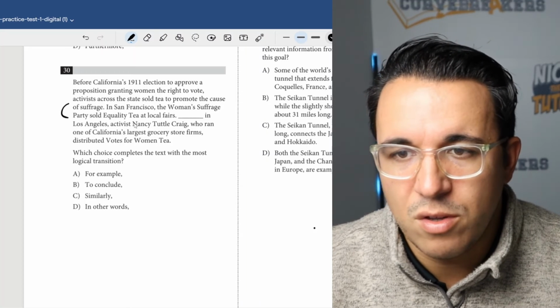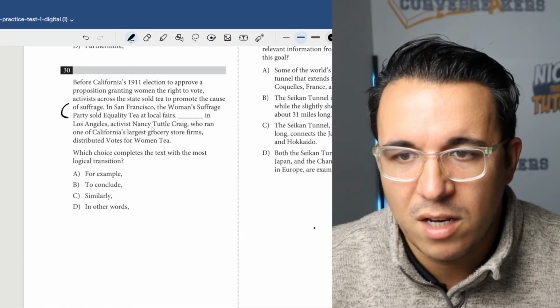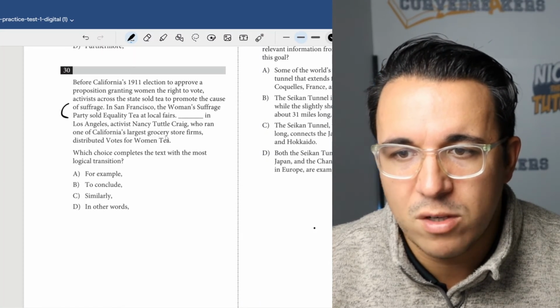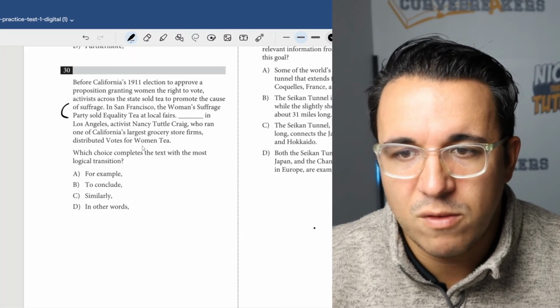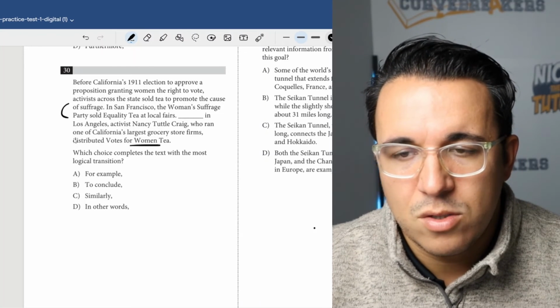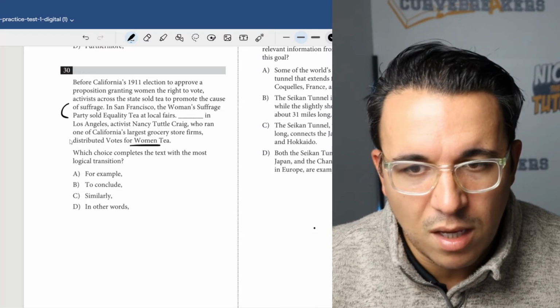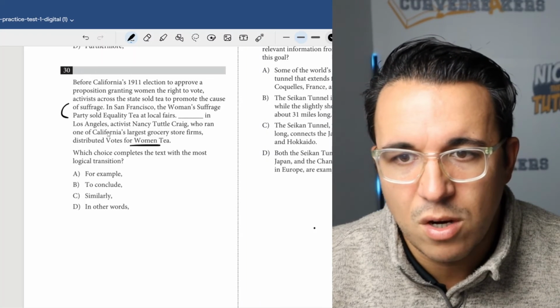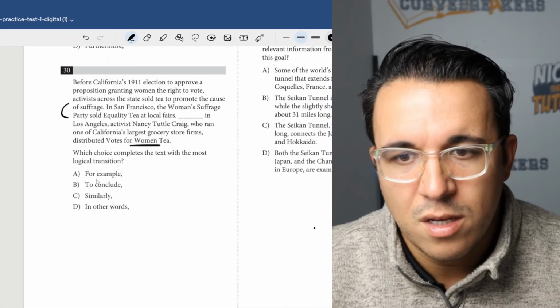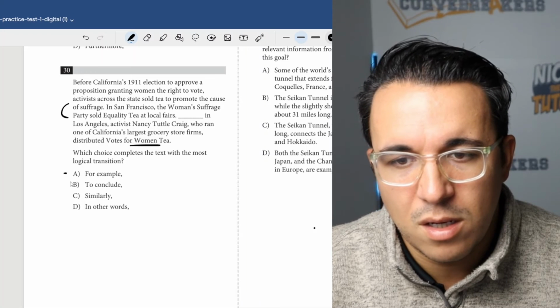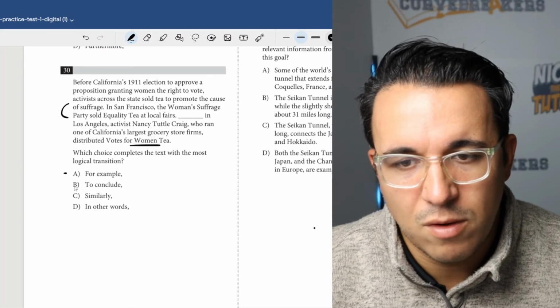So in San Francisco, they sold tea. In Los Angeles, activist Nancy Tuttle Craig, who ran one of California's largest grocery store firms, distributed votes for women tea. So they're kind of doing the same thing, right? Doing it in San Francisco, they're doing it in Los Angeles. So "for example" could be good, maybe not though, right? Because it's the same thing.